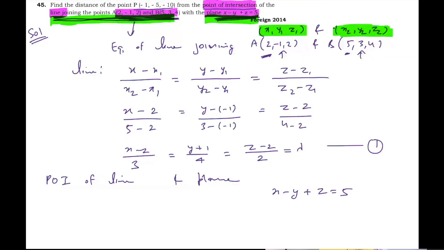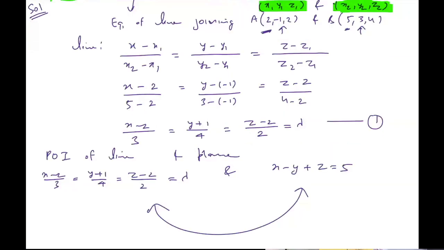How to find their point of intersection? Whenever we have to find the point of intersection of two curves, or two lines, or a line and a plane, we just solve them simultaneously. So find the value of x in terms of lambda. What will be x here? 3 lambda plus 2. Now what will be the value of y?